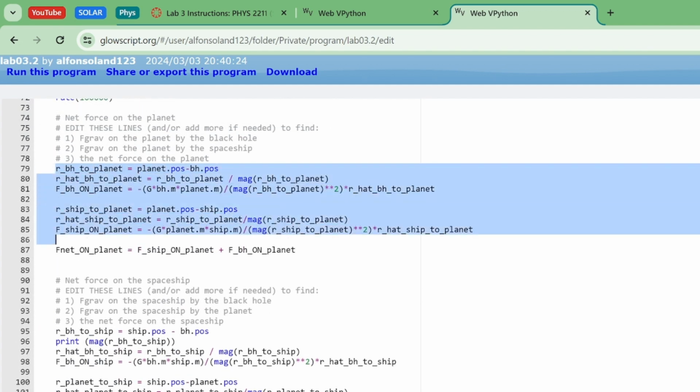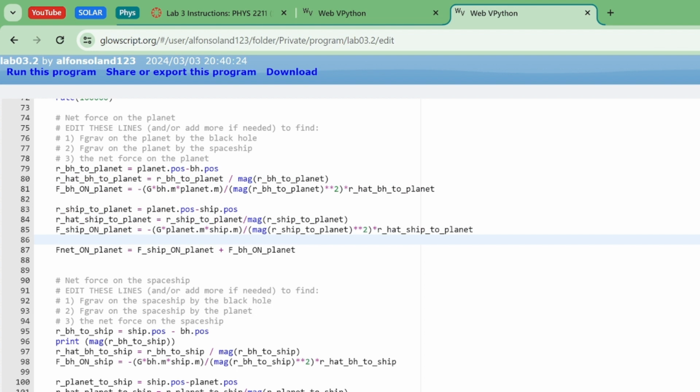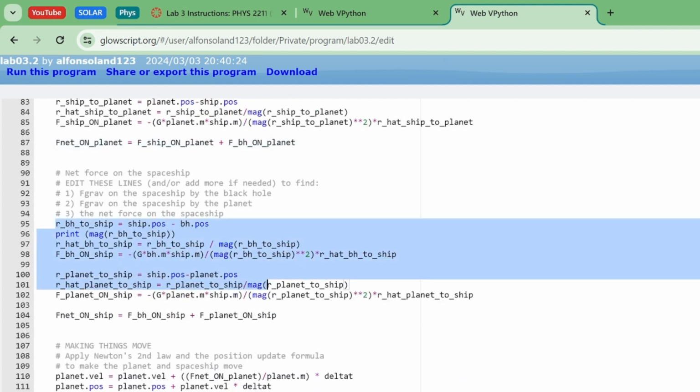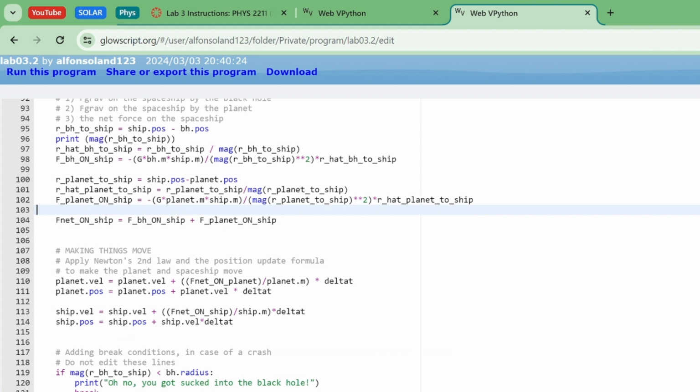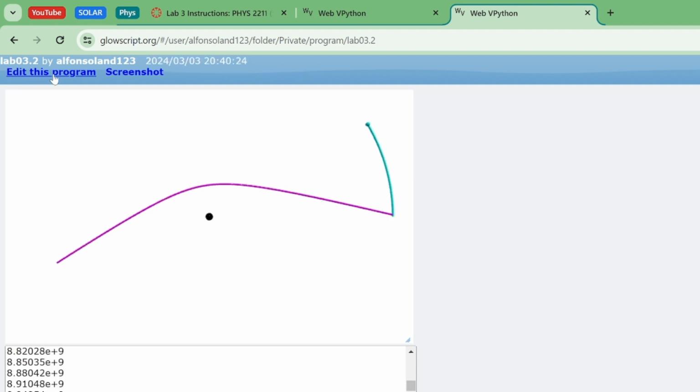We have very big annoying things, but basically you use all of those formulas to get the net force on the planet, which is the force of the ship on the planet plus the force of the black hole on the planet. Easy enough. Then all of these big expressions solve for the two components here: the net force on the ship is the force of the black hole on the ship plus the force of the planet on the ship. Then we use position update and velocity update formulas to start changing its position. Then we can run the program and see.